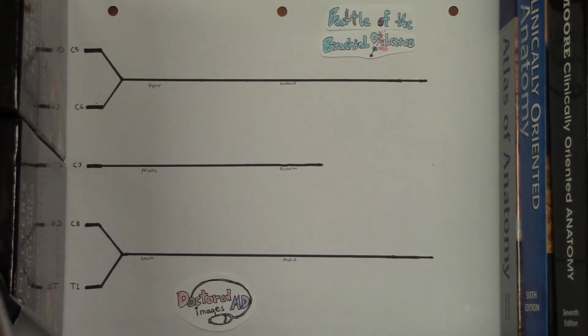Now let's go over these really quickly. The brachial plexus includes innervations from the roots C5, C6, C7, C8, and T1, along with a few bits of connection from C4 and T2 that we're going to ignore for this video.